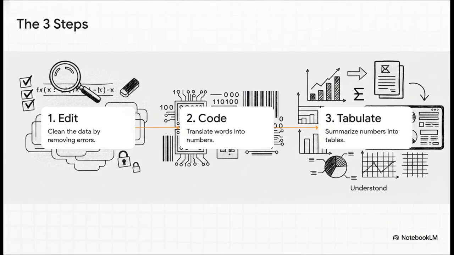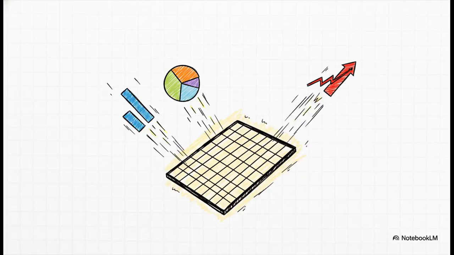So if you remember anything today, remember this three-step process. First, you edit to clean up the mess and make it accurate. Second, you code to translate the words into numbers so the computer gets it. And third, you tabulate to summarize everything into a form that you can actually understand. And with this compiled data, now the real fun can begin. This clean, organized table is the launchpad for creating all those insightful charts, graphs, and statistical models that help us uncover hidden stories and make important decisions.